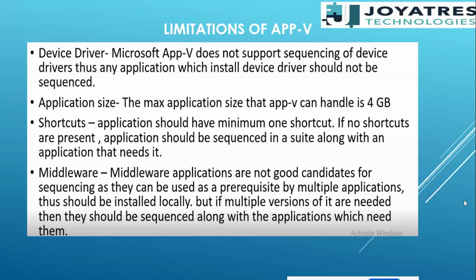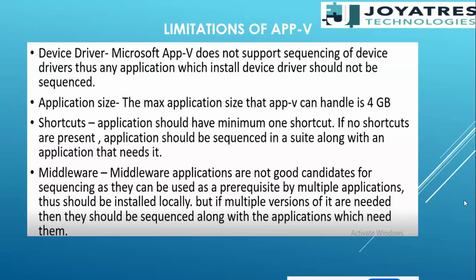Middleware applications. Middleware applications are not good candidates for sequencing as they can be used as a prerequisite by multiple applications, thus they should be installed locally, but if multiple versions of it are needed, then they should be sequenced along with the applications that need them. Middleware applications, like we have Microsoft .NET Framework and Visual C++, are considered middleware applications.